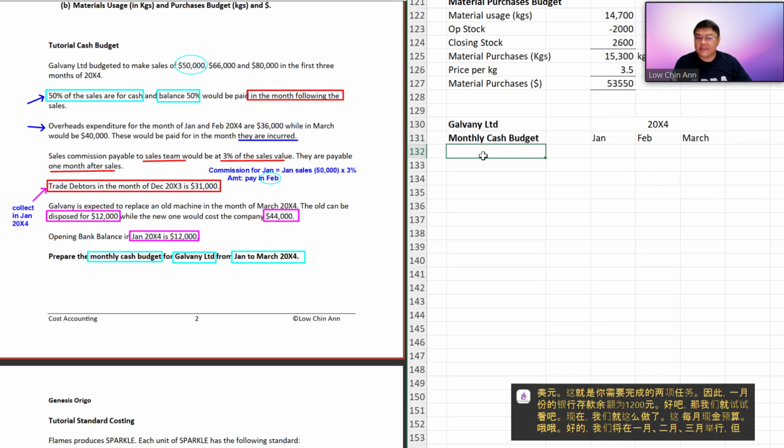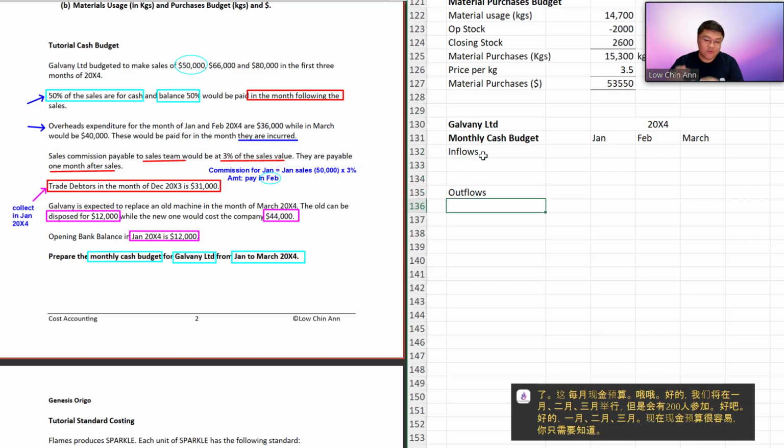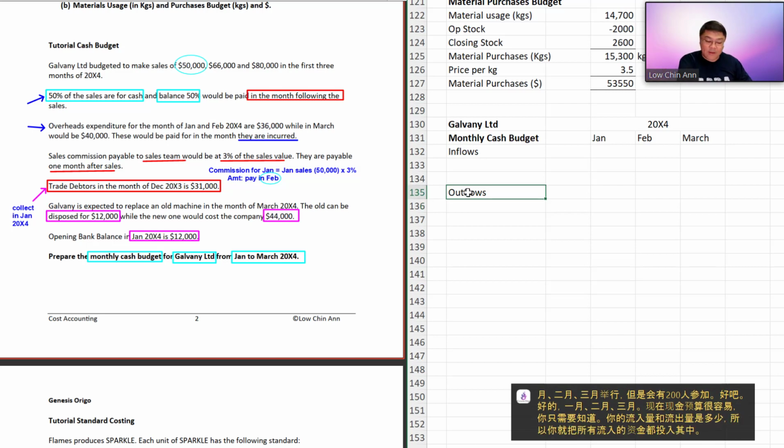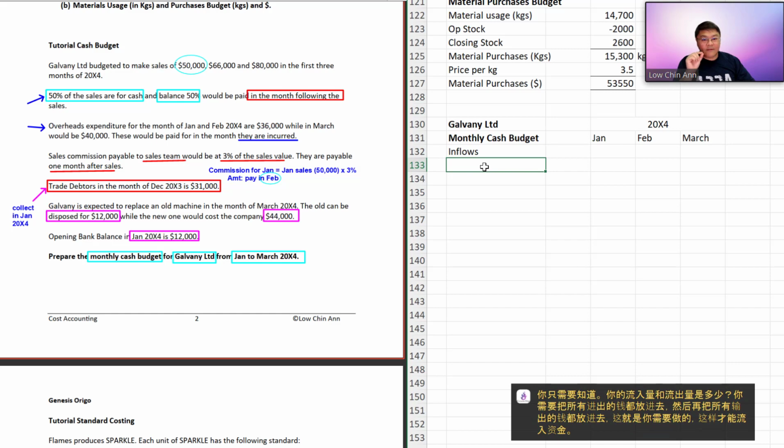Now, the cash budget is a very easy one. You just need to know what your inflows and what your outflows are. So you put in all the money that comes in, and all the money that goes out. That's it, the inflow and the outflow. This inflow can be a little bit tricky, but you just need a working, because the sales are not everything so direct.